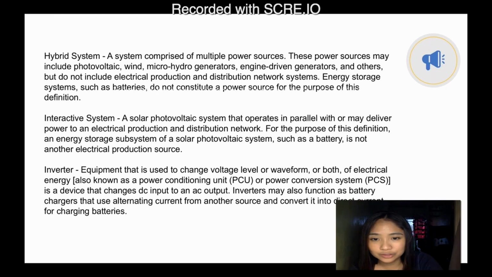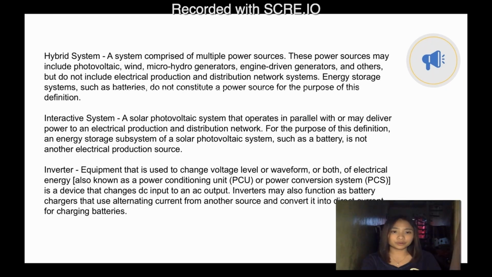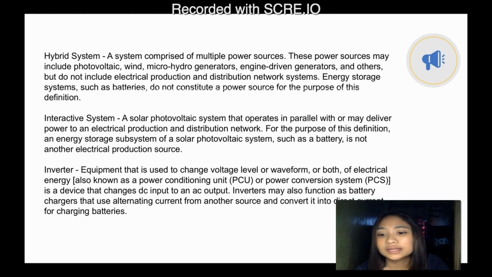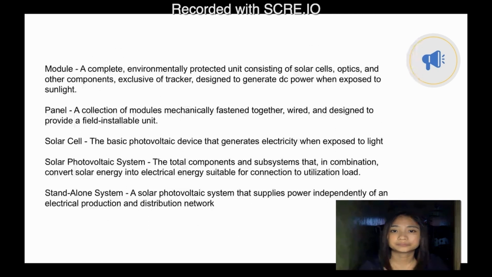Inverter: equipment that is used to change voltage level or waveform, or both, of electrical energy. A power conversion system is a device that changes DC input to an AC output. Inverters may also function as battery chargers that use alternating current from another source and convert it into direct current for charging batteries.